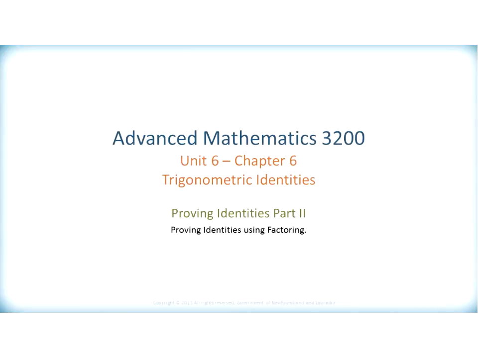Okay, in this lesson we're going to have a look at Unit 6, Chapter 6, Trigonometric Identities, and we'll be looking at Proving Identities Part 2. We're specifically going to be looking at proving identities that involve factoring. So this is from Section 6.3 in your text on proving identities, and again the focus is going to be on proving identities which involve factoring.